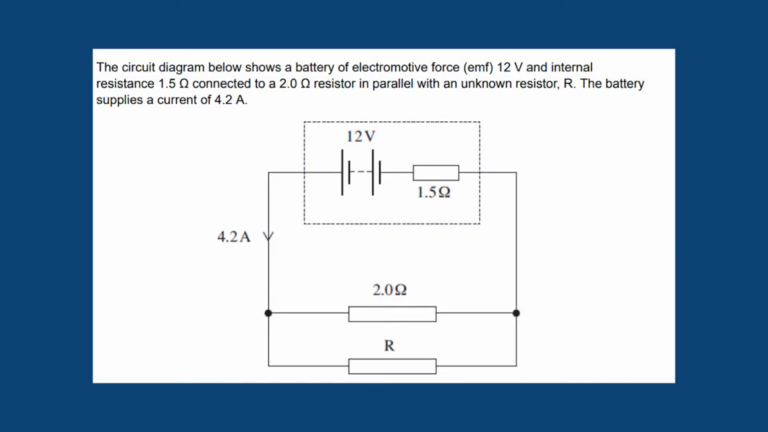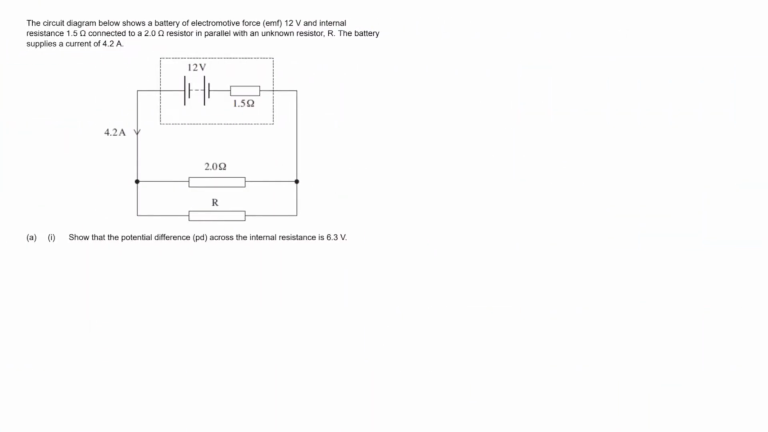You can see we have an EMF of 12 volts and internal resistance of 1.5 ohms connected to two load resistors in parallel. So the first part of this question is show the potential difference across the internal resistor is 6.3 volts. So we start by reminding ourselves, of course, that V equals IR. And we can see that there are 4.2 amps flowing through the 1.5 ohm internal resistor. Therefore, we can say that the voltage across that resistor is going to be 4.2 times 1.5, which amazingly is 6.3 volts.